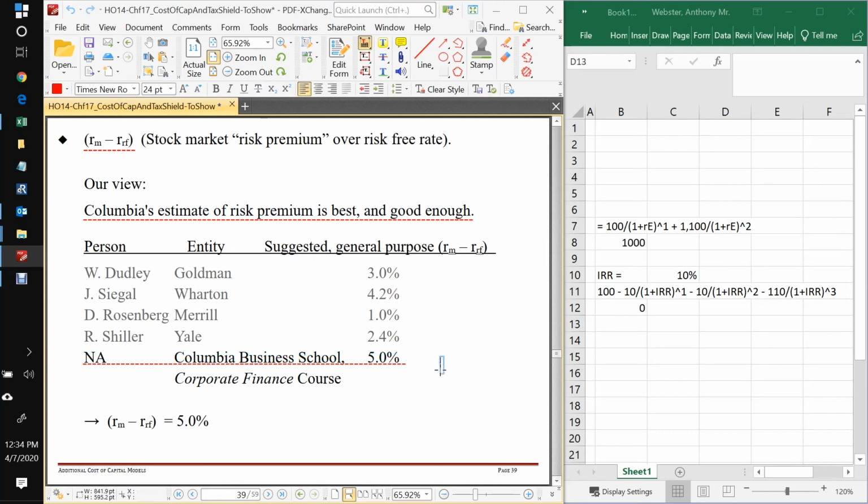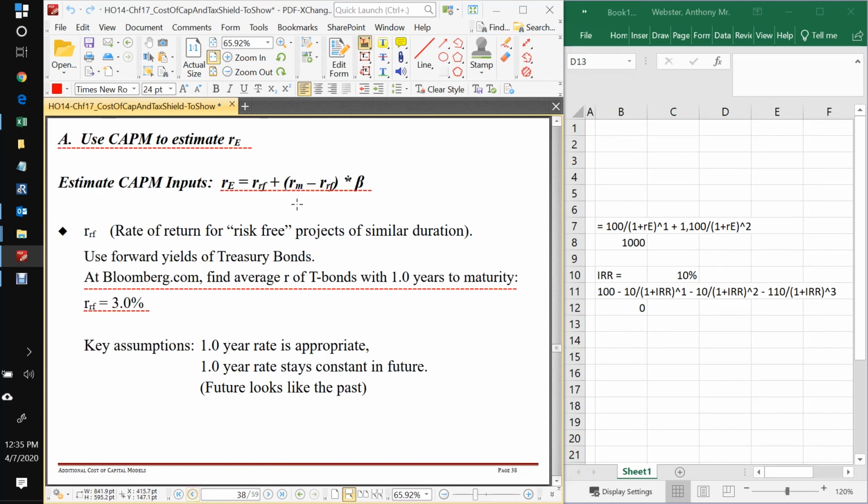Speaking off the record, parenthetically, that's probably pretty stupid because it's the highest of all of these. A smarter thing to do might be to take the average of all of these, but whatever. I'm doing this lecture; when you do the lecture, you can do something better. But I have chosen the Columbia Business School's 5%. So I'm saying that the market risk premium over the risk-free rate is 5%. So now I've got pretty much everything I need.